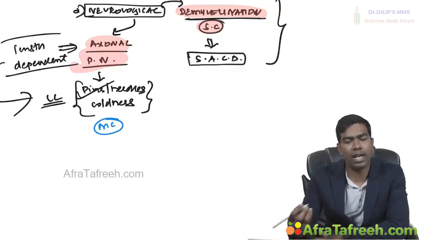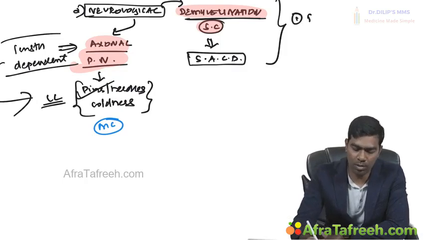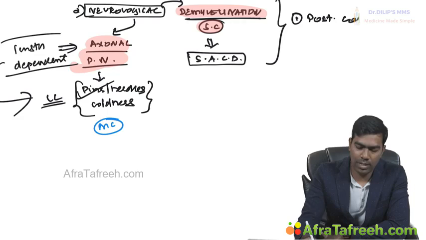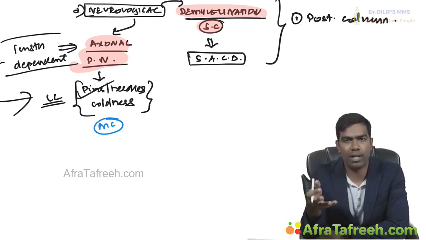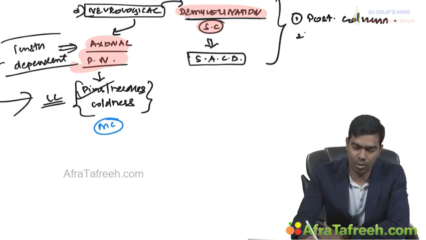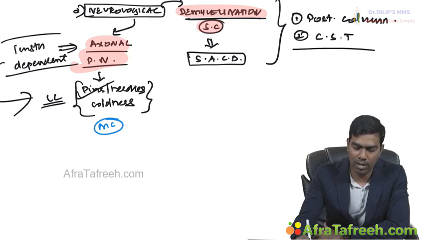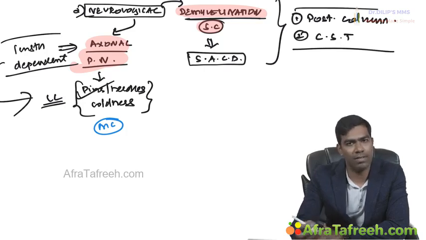So which areas will produce demyelination? Demyelination typically affects two columns. One is the posterior column. See, you can produce demyelination only if the tracts are heavily myelinated. What are the two heavily myelinated tracts? One is the posterior column and second is the corticospinal tract. So these are the two columns that are heavily myelinated.